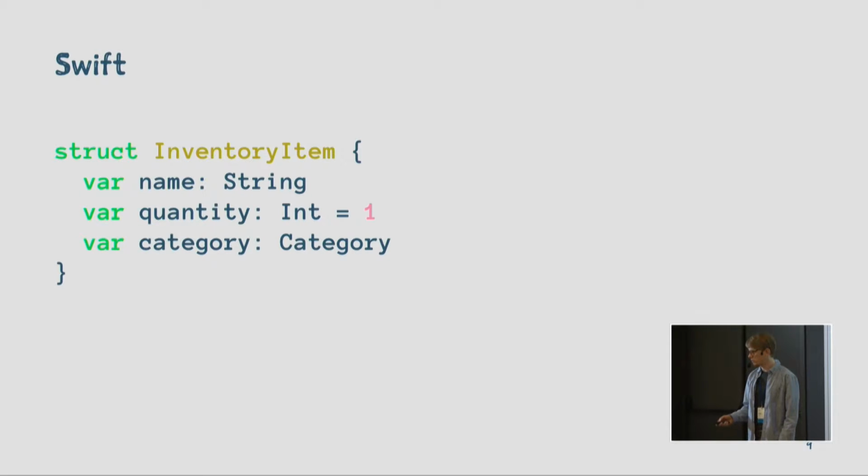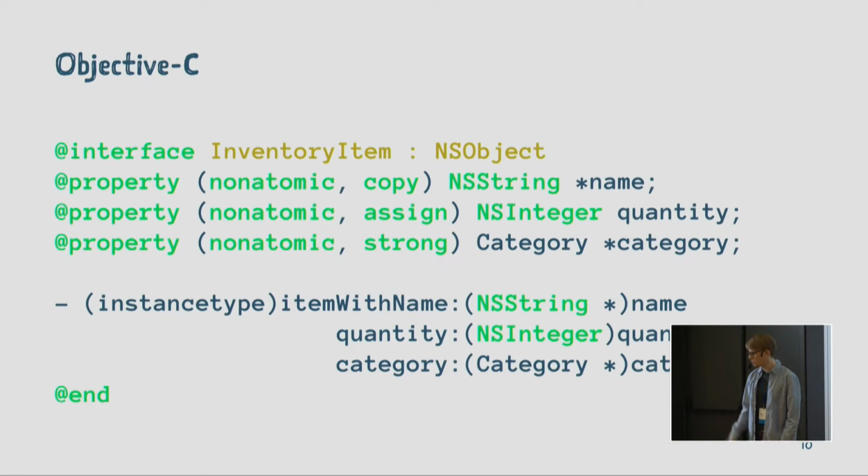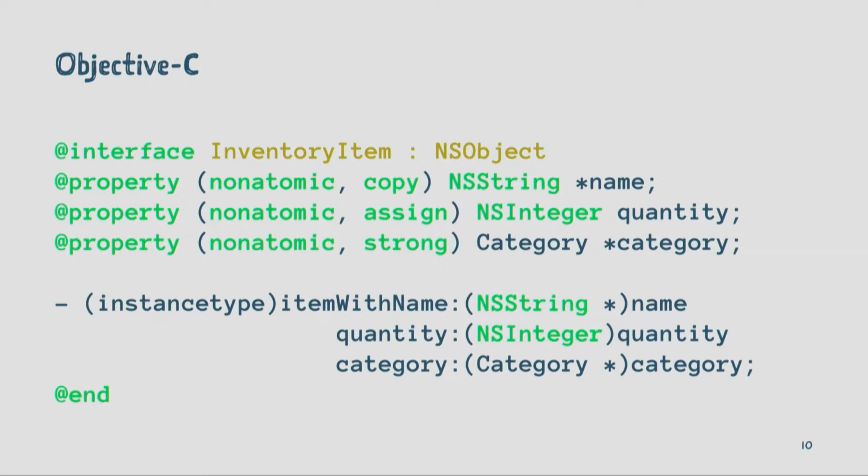So the same in Objective-C. Much more verbose, as we can see. And let me explain especially one detail here. We have different attributes here for our properties, which are really important to define correctly. So we have copy here for strings. Why is that the case? So strings with Objective-C, a string itself is given as a value object.